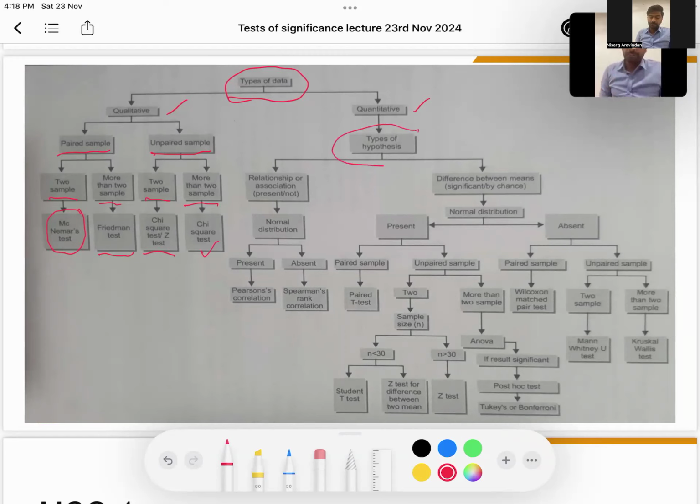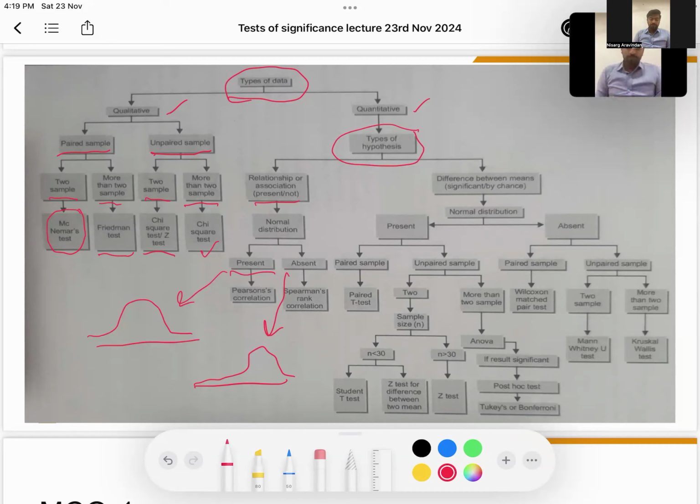Next is the types of hypothesis under the quantitative data. Quantitative data would be the types of hypothesis wherein whether the relationship or the association is present or not is to be checked. Now, consider a normal distribution versus a skewed distribution. If a normal distribution is present, you have the bell-shaped curve, which is very straightforward, right? If it's absent, it's going to be skewed to the left or skewed to the right. Now this one is left skewed, okay?